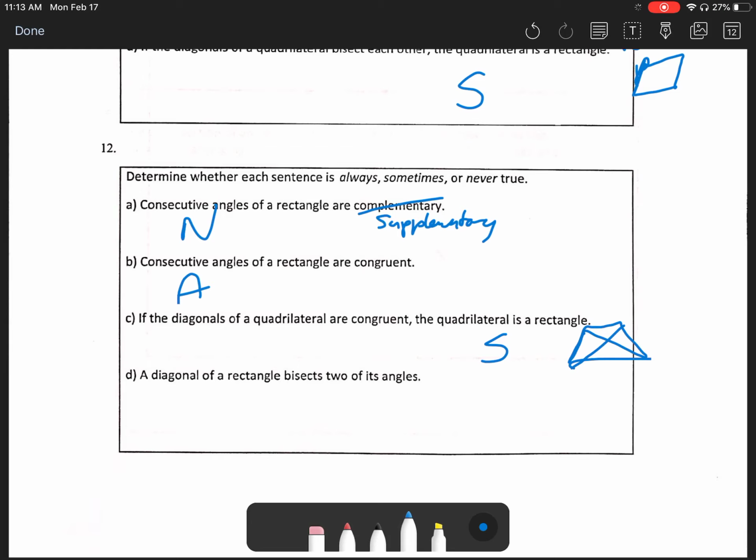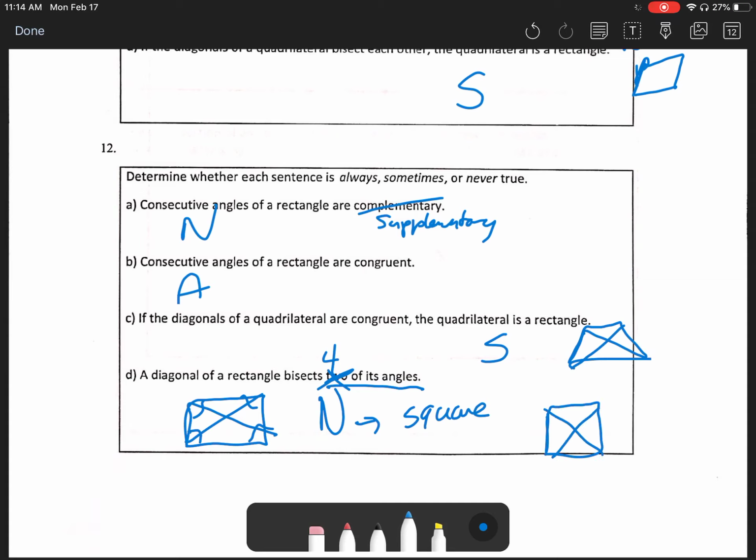Okay, and so a diagonal of a rectangle bisects 2 of its angles. Didn't really love this question because it's either going to bisect all 4 because all the angles are the same, or only. I'm going to say this is a never true statement unless it is a square. And then instead of 2 angles, that would actually have to be all 4. Because a square's diagonals are congruent. It also bisects opposite angles because it's also a type of rhombus. They all happen to be the same. So it's only true for a square.